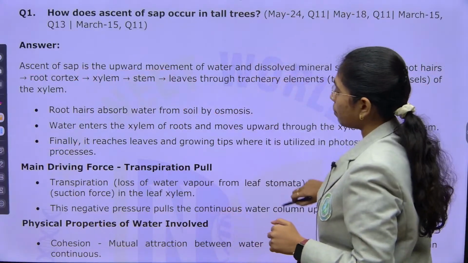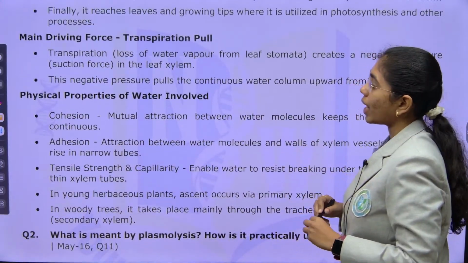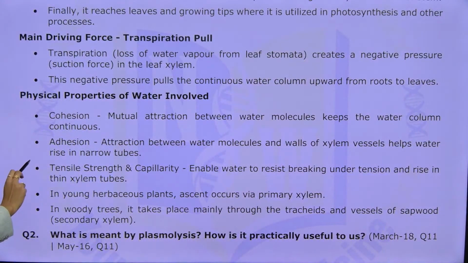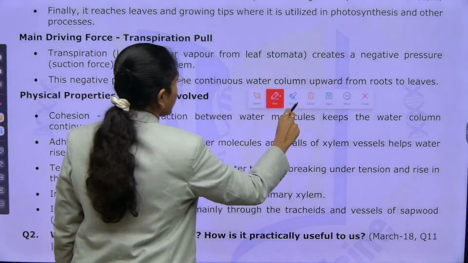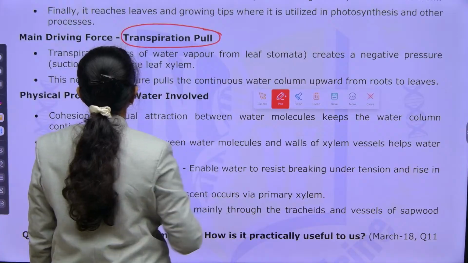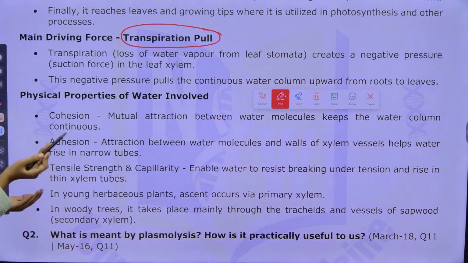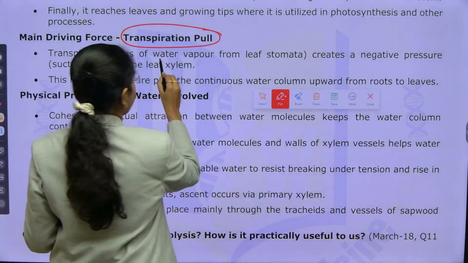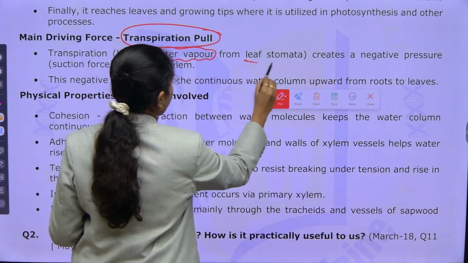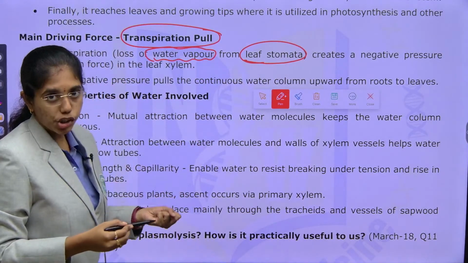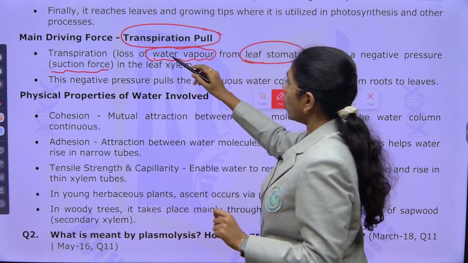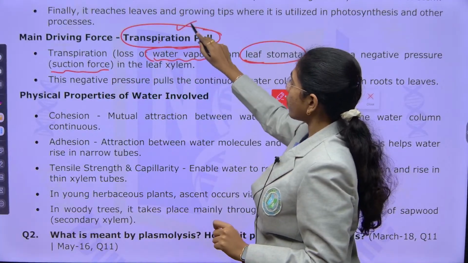Now, you have to clearly mention what is the main driving force for ascent of sap. The main driving force for ascent of sap will be transpiration pull. Transpiration pull is the main driving force for the movement of water and minerals from root hairs to the tip of the plant, where transpiration is nothing but loss of water vapor from leaf stomata, which creates tension or negative pressure, that is called suction force in the leaf xylem. This is because of transpiration pull.